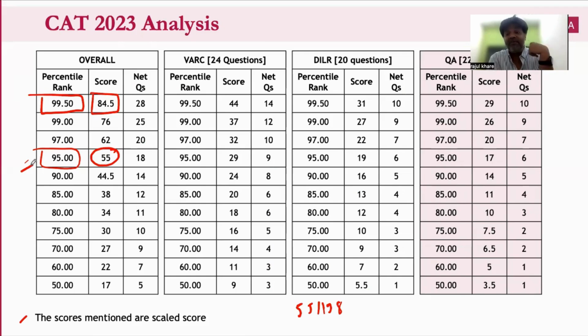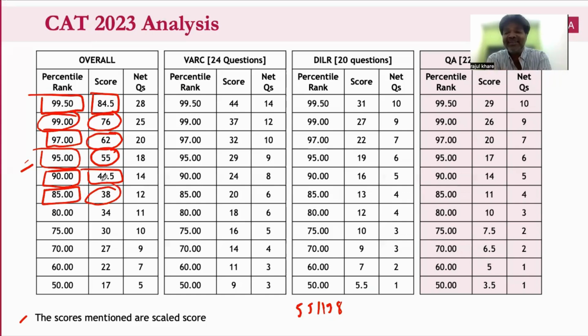Anything more than 95 percentile can be considered a bonus if your profile is really really good. 97 percentile CAT में just 62 marks पे आया था. 99 percentile 76 marks पे आया था. Now if I go down, 90 percentile in CAT came at 44.5 marks. 85 percentile in CAT came at 38 marks.